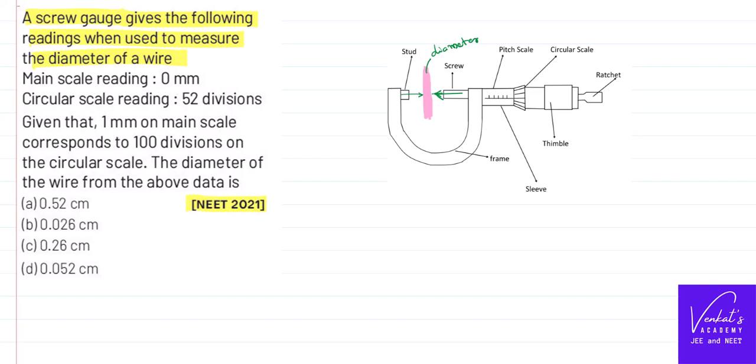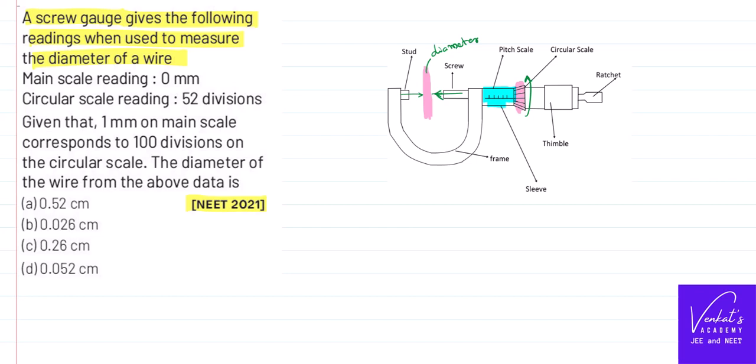While you are using this screw gauge, there are two different kinds of scales in this device. You can see a little carefully. One is the pitch scale, which is also called the main scale, and this is the circular scale. This circular scale can be rotated like this, or the other way, clockwise or anti-clockwise.